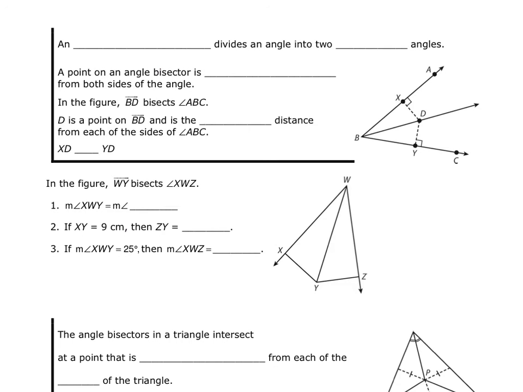On the next page over, we've got angle bisector. So an angle bisector divides an angle into two congruent angles, and a point on the angle bisector is equidistant from both sides of the angle. So if we're looking at our picture, that'd be XD is going to be congruent to DY. And in our figure, ray BD bisects the angle ABC.